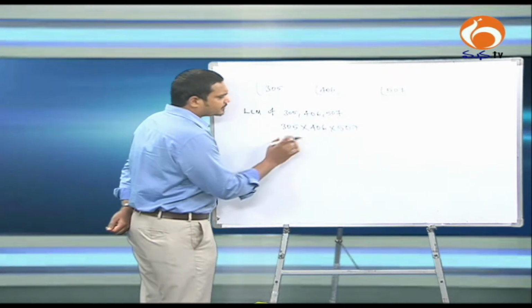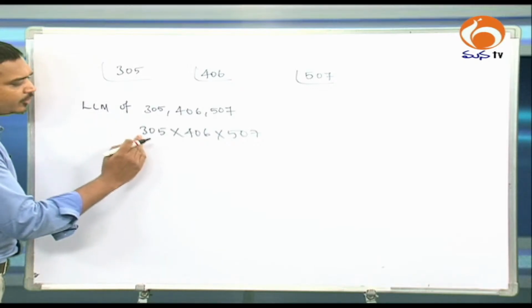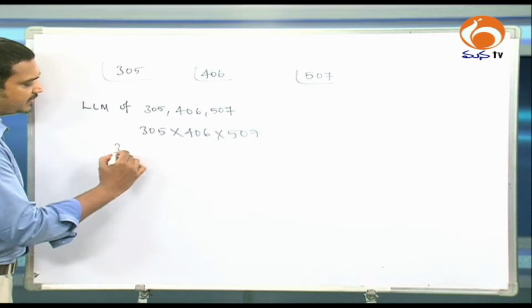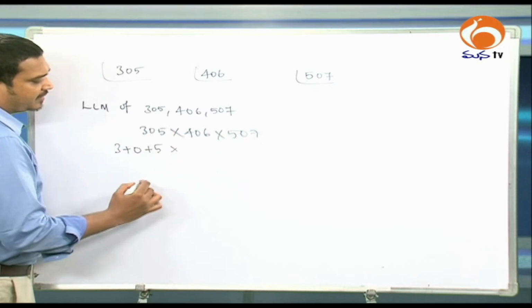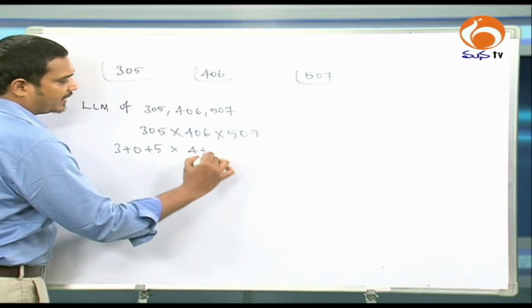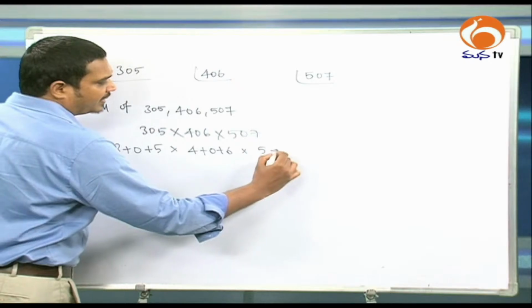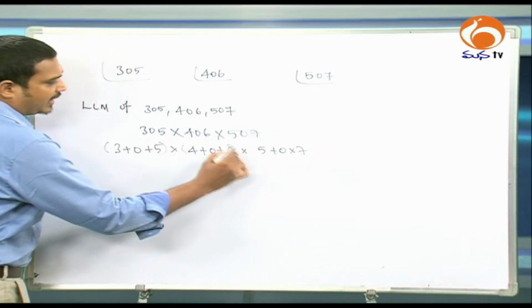Just observe, guys, we have 3, we have 0, we have 5. I request you to add all the digits. Add all the digits in each number. So it becomes 3 plus 0 plus 5. Let the multiplication symbol stay as it is, and then 4 plus 0 plus 6, and then 5 plus 0 plus 7. So add them like this.